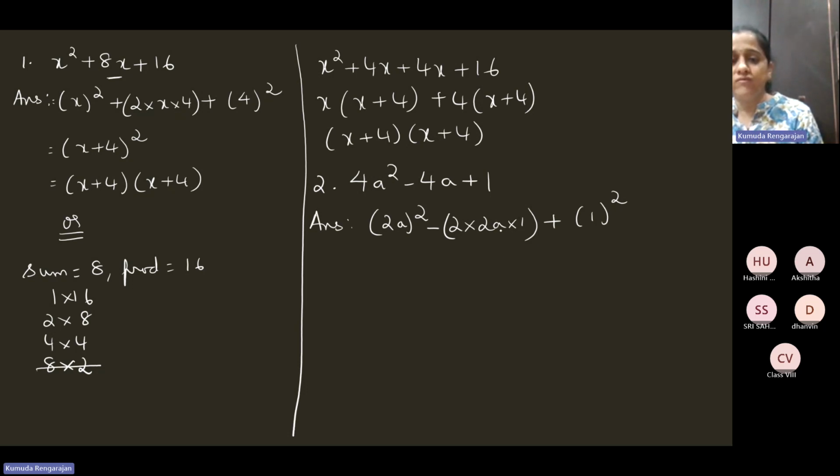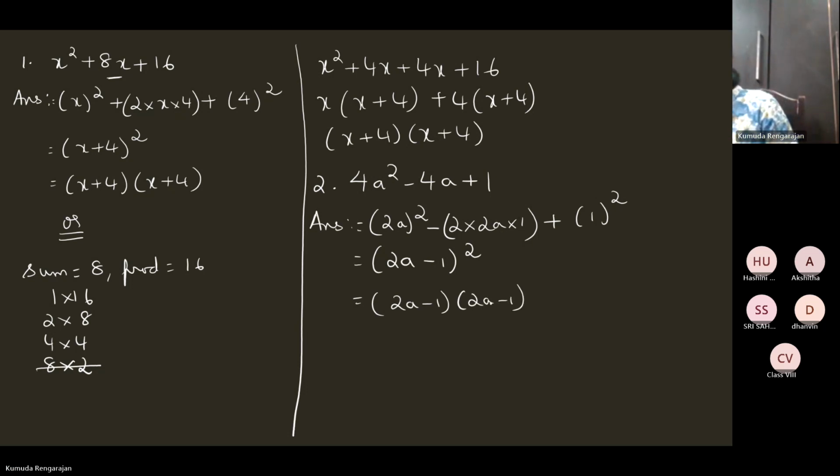Now what is 2 into 2a? 4a. Into 1, 4a. Yeah, we're getting the middle term. So this is of the form a squared minus 2ab plus b squared, which can be written as a minus b the whole square, which is a minus b into a minus b. Got it right? Yes, ma'am.